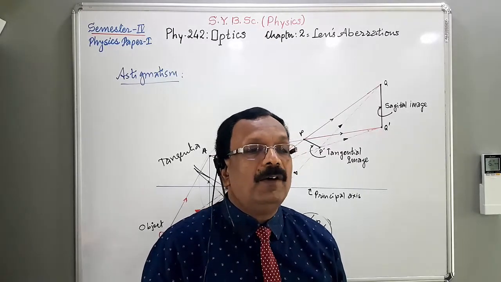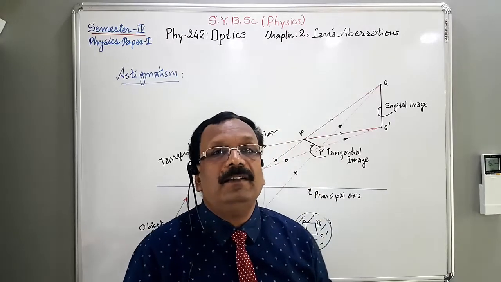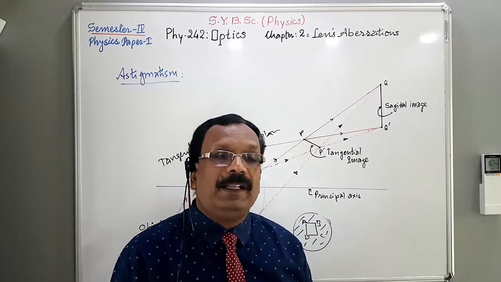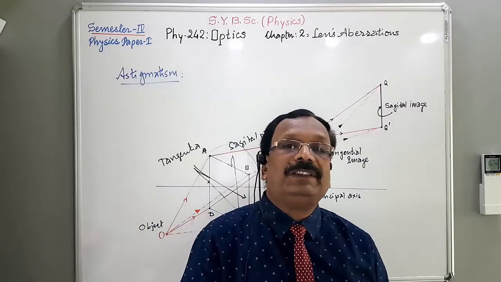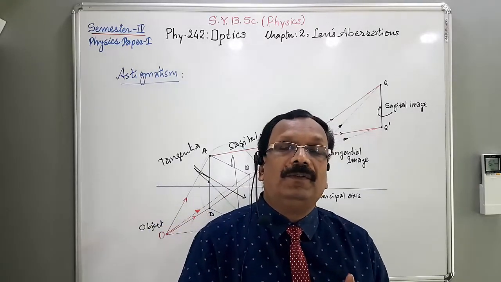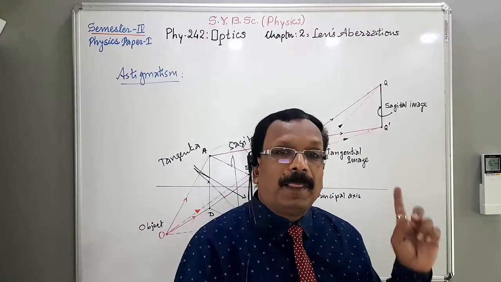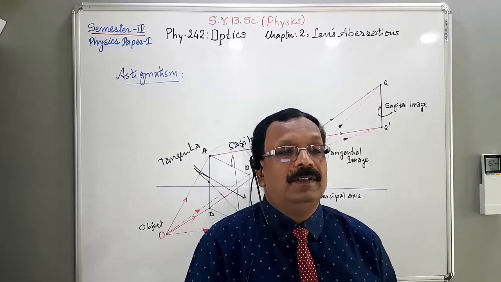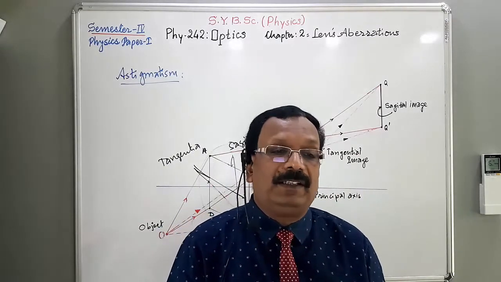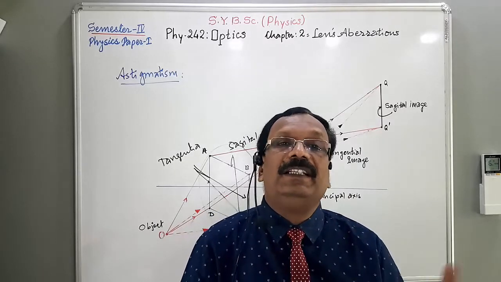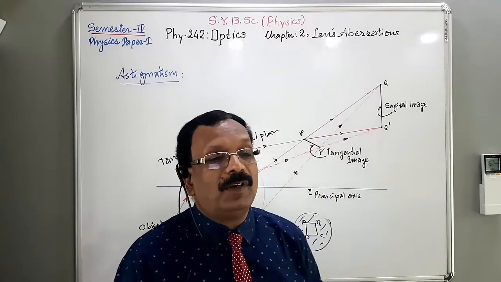Now, like spherical aberration and chromatic aberration, here also we should see the point which can minimize the astigmatism. The defect of astigmatism can be reduced by different methods, but here we are going to see two to three methods. One of the methods is very important.